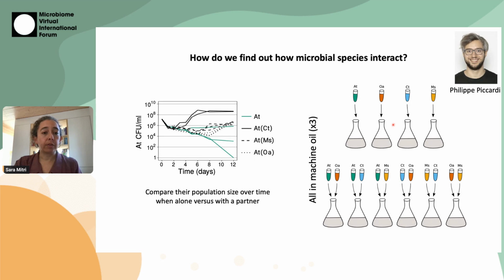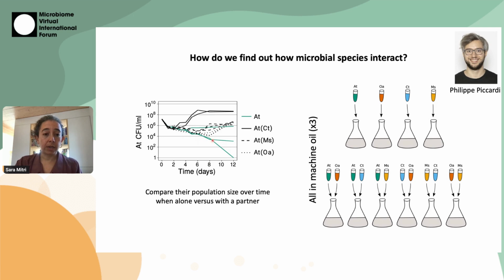And the idea there was to measure the interactions between these 4. So thinking of the interaction definition that I had, how does each species affect the population size of the other? So if we take this species here, this green one, AT, we grow it in cultures either alone or together with each of the partner species, so with OA, CT, or MS. And then we want to see how its growth differs between the monoculture and the co-culture.